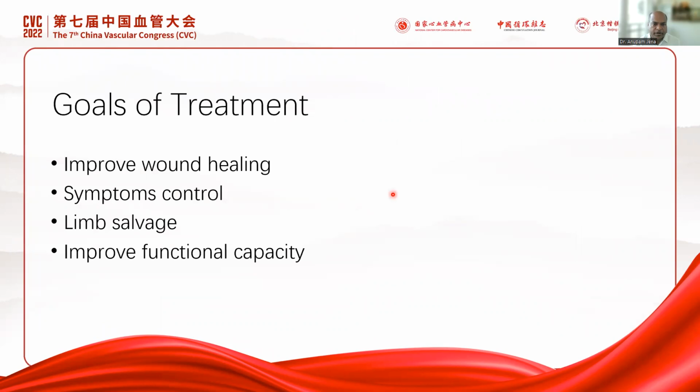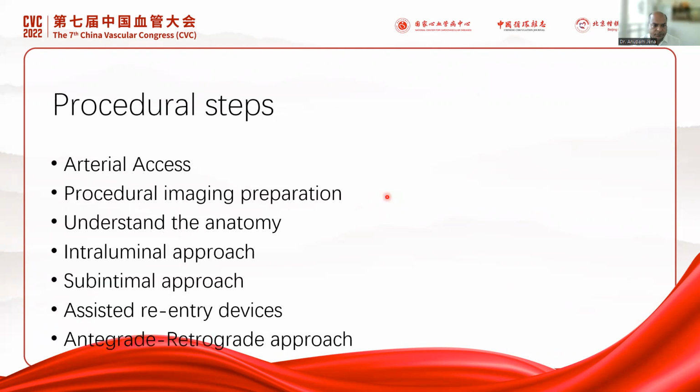So the goals of treatment in below-knee disease are to improve wound healing, because most of these patients usually present with a non-healing ulcer or with intractable symptoms like pain at rest. Another aim is limb salvage, then to improve functional capacity, because many of these patients present with symptom-limiting functional capacity with intermittent claudication.